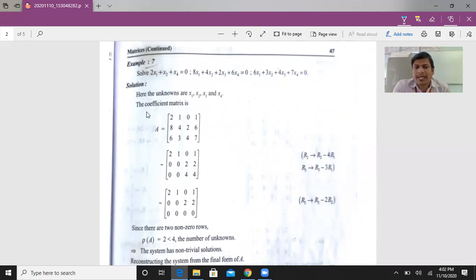Then you write the coefficient matrix. First equation: 2, then 1 and 1. Here x3 is not present, so we take 0. So 2, 1, 0, then 1. After that, second row: 8, 4, 2 and 6.